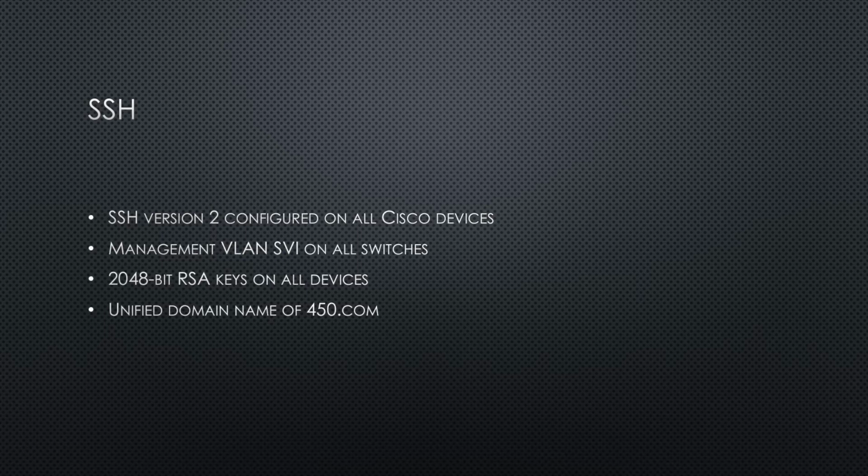SSH was configured on all of our networking devices to ensure we would be able to remote into all devices after configuring remote connectivity. This took advantage of the management SVI we had configured on all devices, as it gave us an IP address that we could use to remote into all devices, including our layer 2 switches. We used a 2048-bit RSA key on all devices and also used a unified domain name of 450.com.